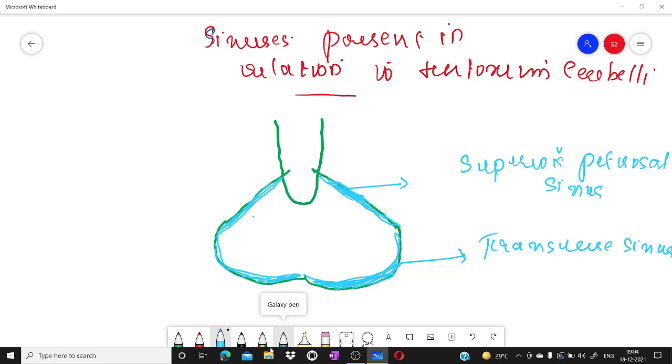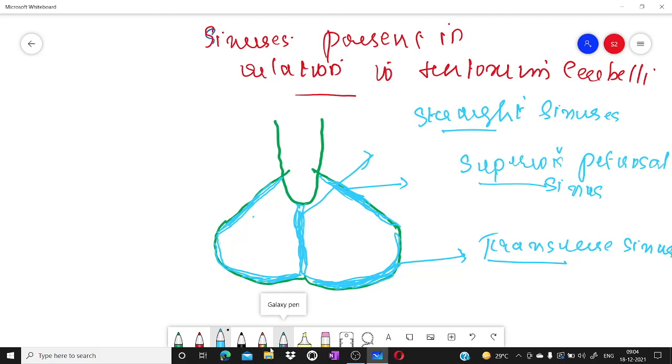Now we have learned that on the superior surface of the tentorium cerebelli, in the median plane, there is attachment of the falx cerebri. And along the line of attachment of the falx cerebri to the tentorium cerebelli on the superior surface, we have one sinus here. That is the straight sinus. Here comes the answer to the question: which are the sinuses related to the tentorium cerebelli? Three sinuses are related to the tentorium cerebelli. They are the straight sinus, the superior petrosal sinus, and the transverse sinus. This is an important question. Three sinuses related to the tentorium cerebelli.